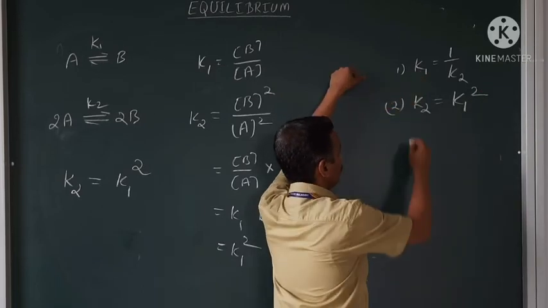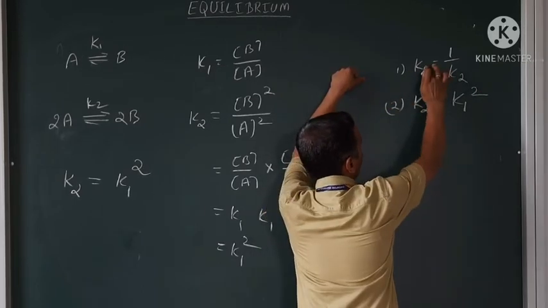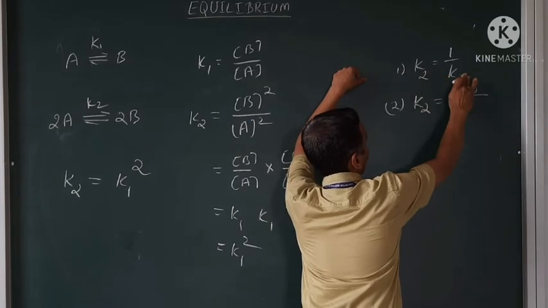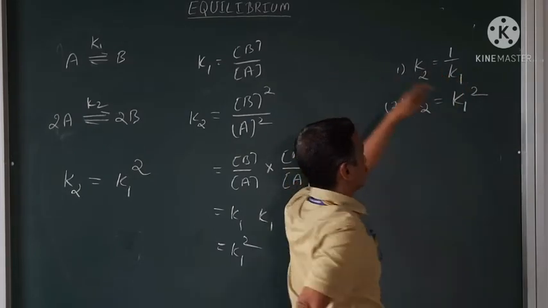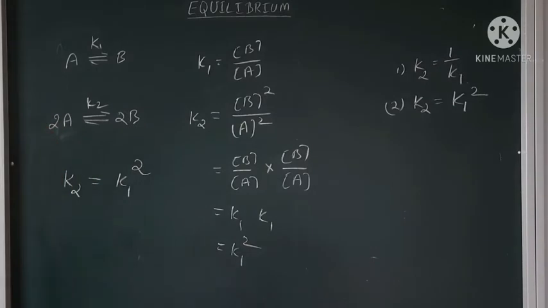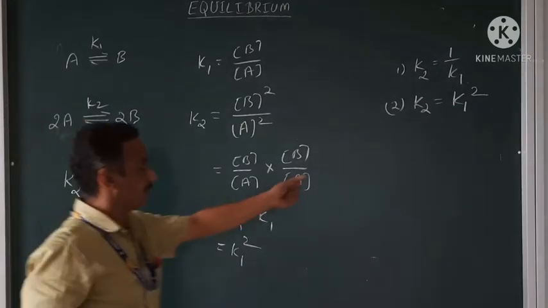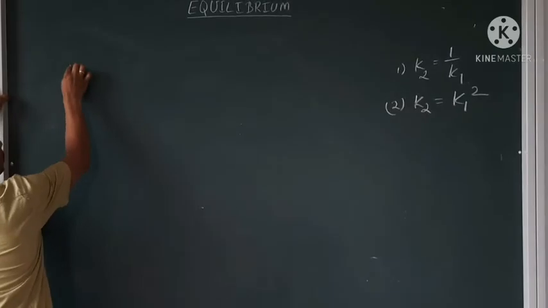From this also what I can do? K2 is equal to 1 over K1. I can get it over there. K2 is equal to 1 over K1. So K2 is equal to K1 square.